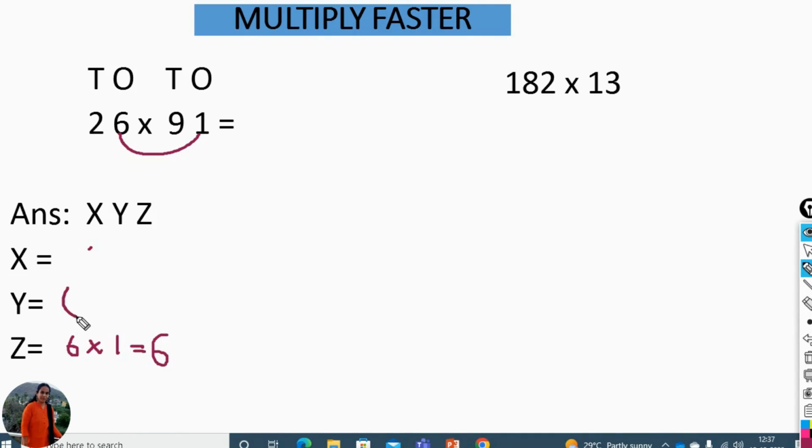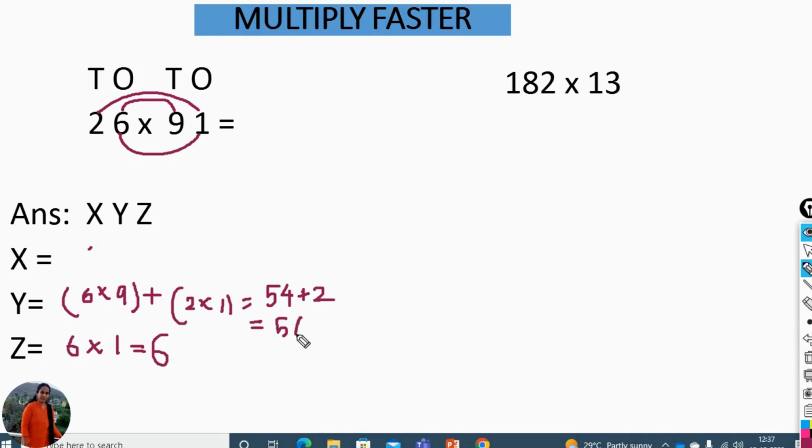Y. So y is nothing but the product of inner values. So what are the inner values here? So this is the inner value and this is the outer value. So we have to multiply the inner value and multiply the outer value and we have to add both. So 6 into 9 is the inner value plus the outer value is 2 into 1. So 6 into 9 is 54 plus 2. So which is equal to 56.